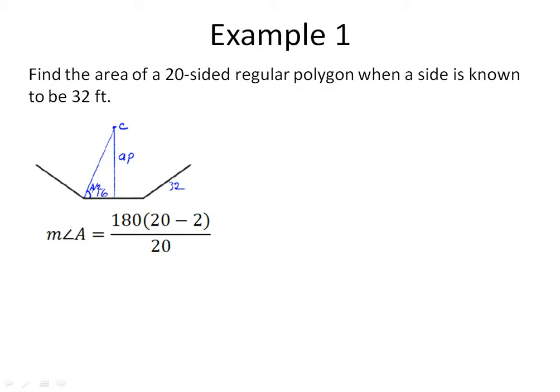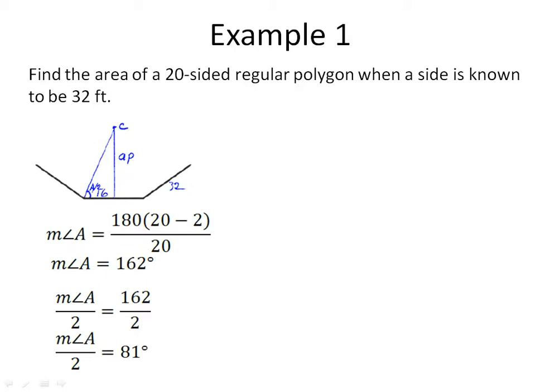First thing we need to do is establish what angle A is. So we do that by 180 times the value of 20 minus 2, which is 18. So 18 times 180, and then we're going to divide by the number of angles, which is 20. Okay, so the measure of angle A is equal to 162 degrees. So now we need to find what half of that is. So the measure of angle A divided by 2 is equal to 162 divided by 2, which comes up to 81 degrees. So 81 is the value that we're going to use for our angles.